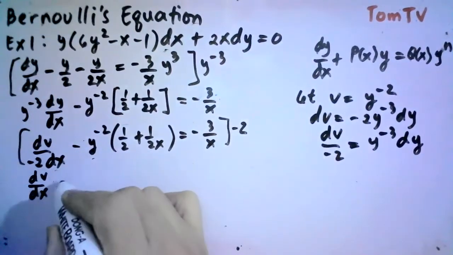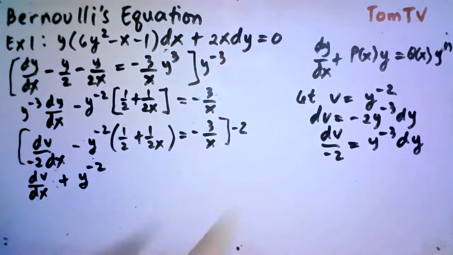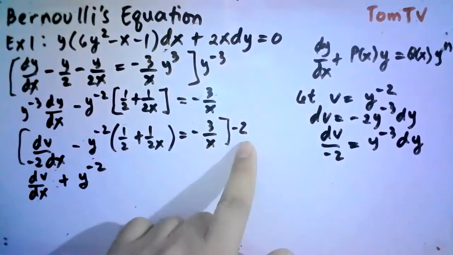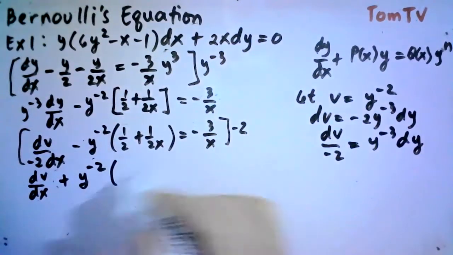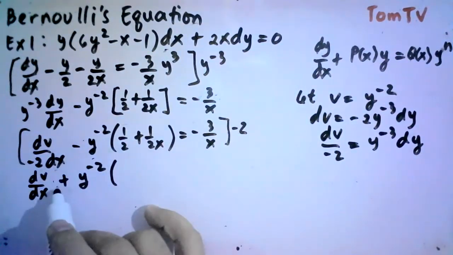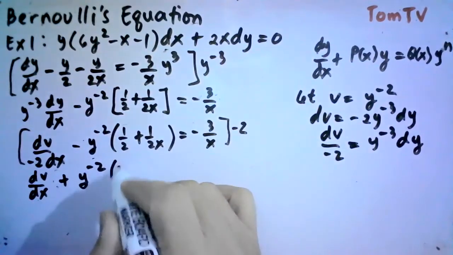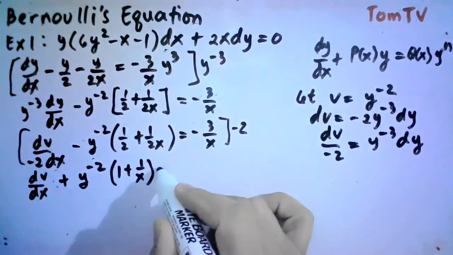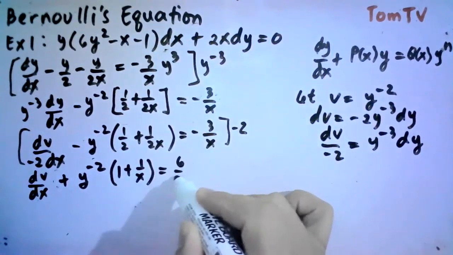Sorry, I will rewrite it again, plus y^-2. Instead of multiplying -2 to y^-2, I will just multiply -2 to this part. So the result is -2 times 1/2. -2 times negative becomes positive. So we only multiply 2 to this one. So 2 times 1/2, that is 1, plus 1 over x, which is equivalent to 6 over x.